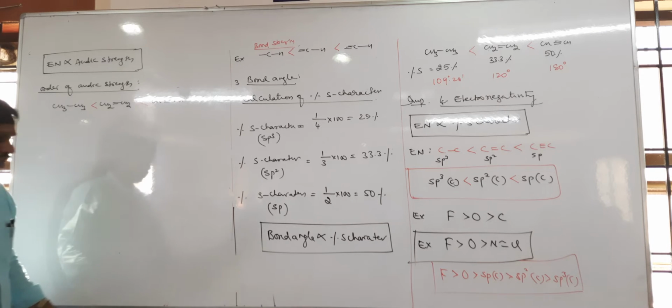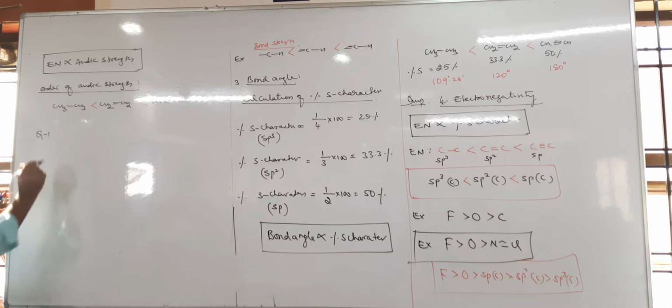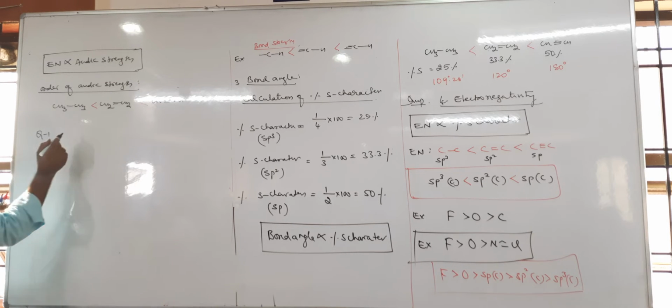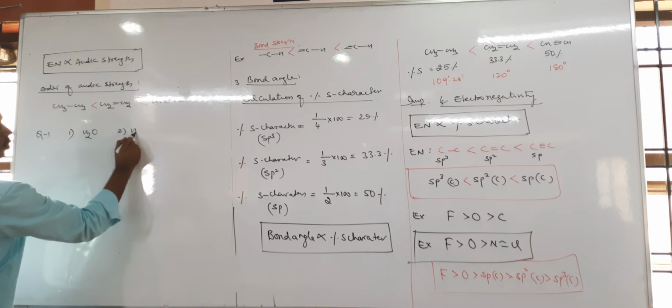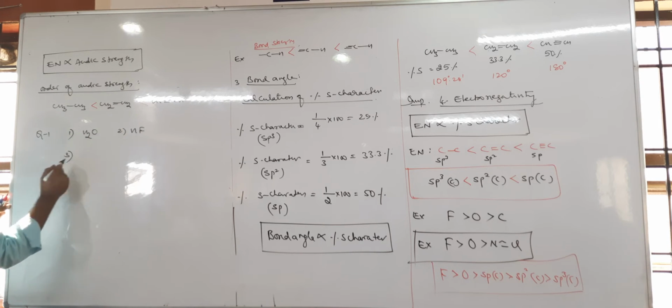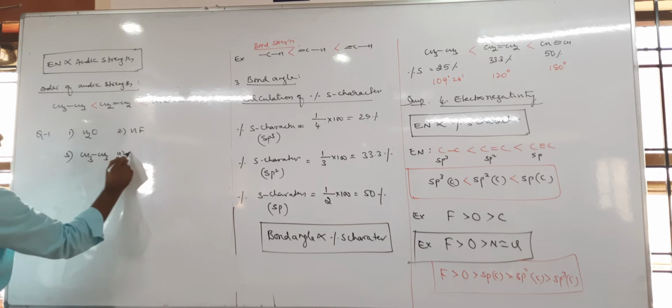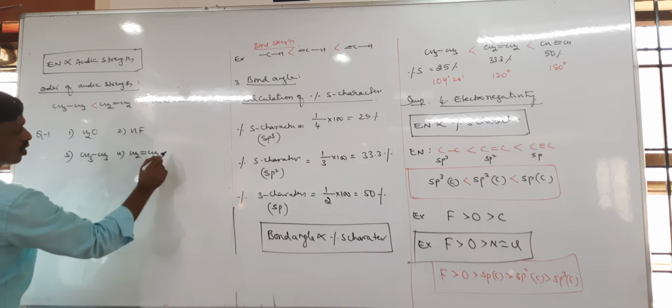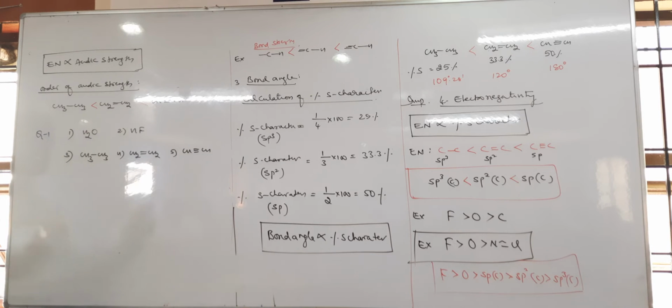Okay? Write one question. Which of the following is more acidic? 1. H2O, 2. HF, 3. CH3-CH3, 4. CH2=CH2, 5. CH≡CH. Tell me, which of the following is more acidic?